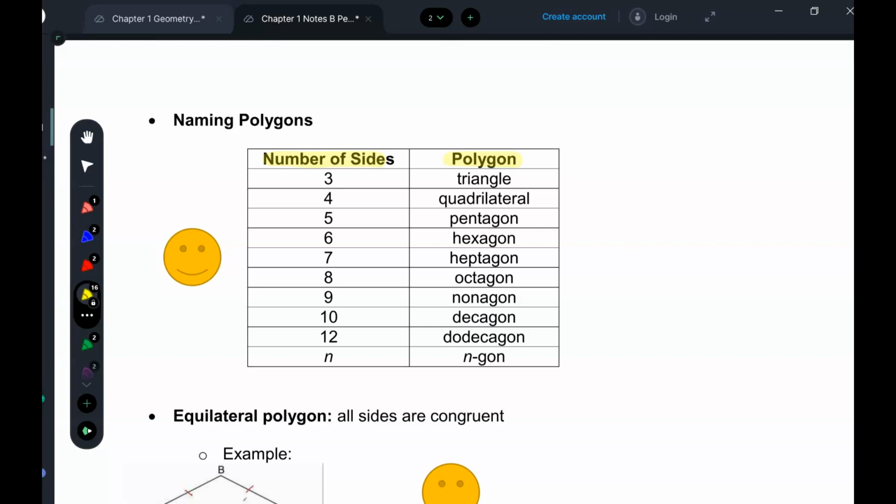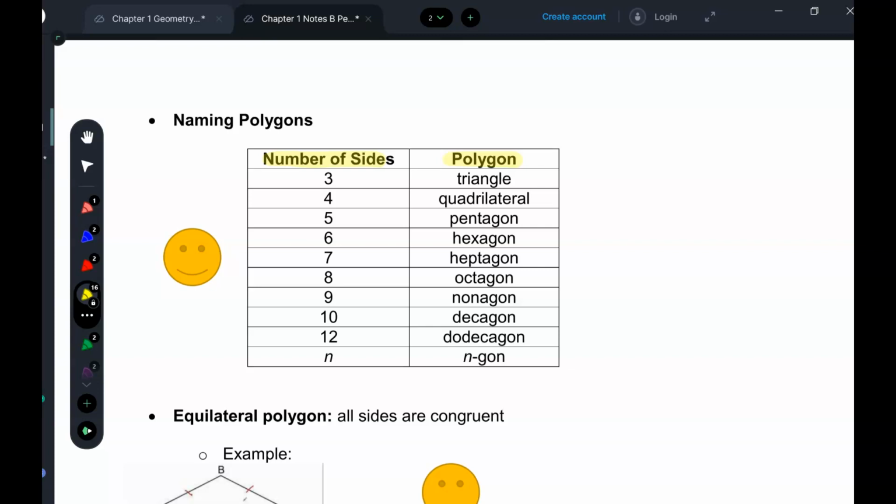Okay, quadrilateral. Now, 4-sided polygons. Well, we know like a rectangle and a square. Those are 4 sides, but we want to think in very general terms. So that's why we call them quadrilateral. Pentagon has how many sides? 5 sides. Hexagon has 6 sides.